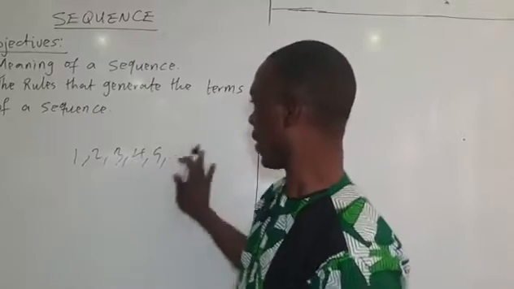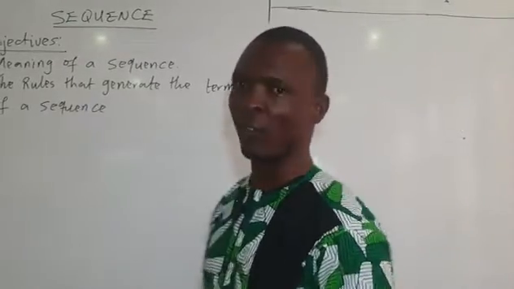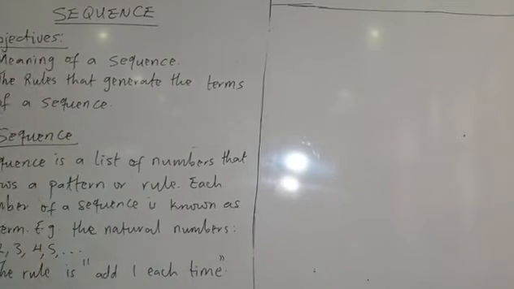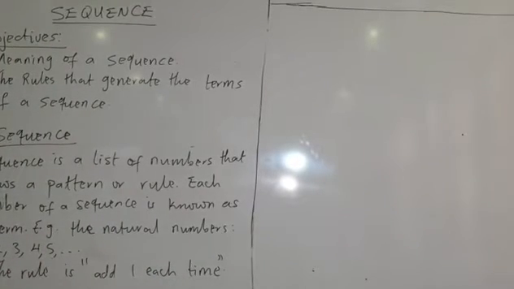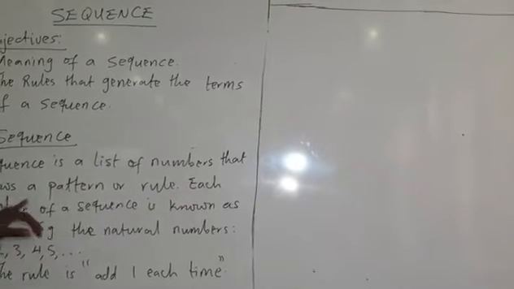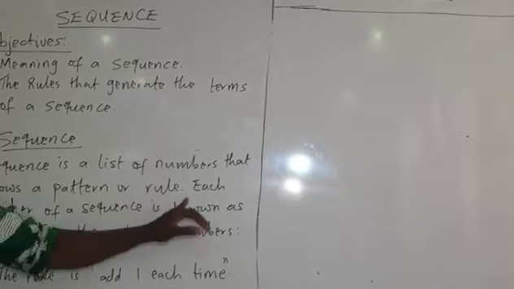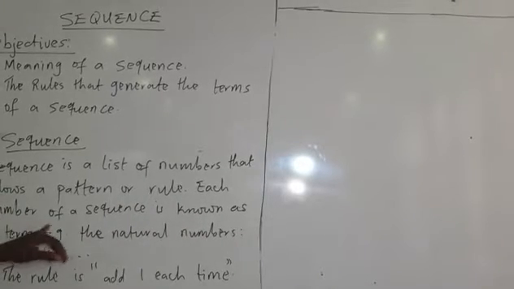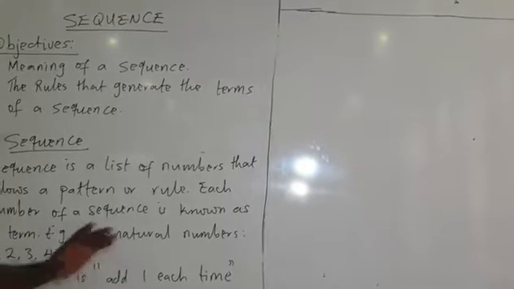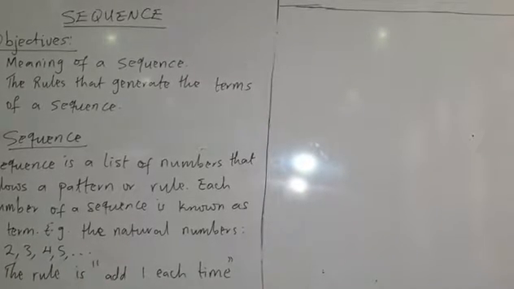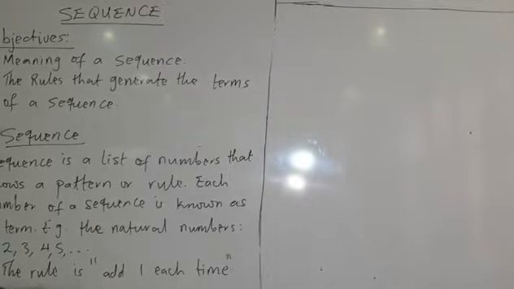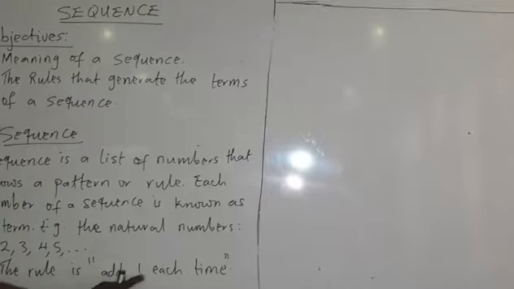So let me write the note down on the meaning of a sequence. Just like given to you in the definition, a sequence is a list of numbers that follows a pattern or rule. Each number of a sequence is known as a term, e.g. the natural numbers: 1, 2, 3, 4, 5, and so on. The rule is add 1 each time.